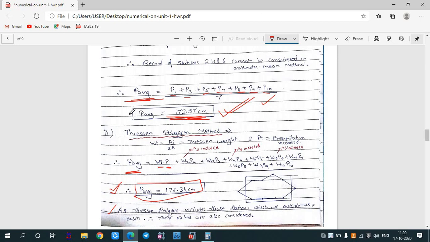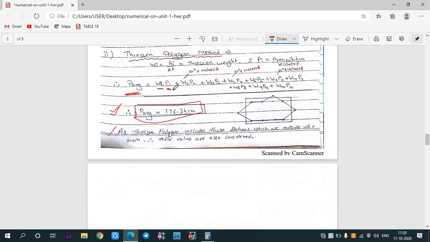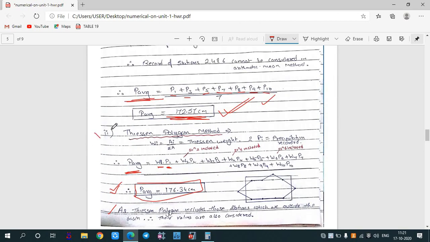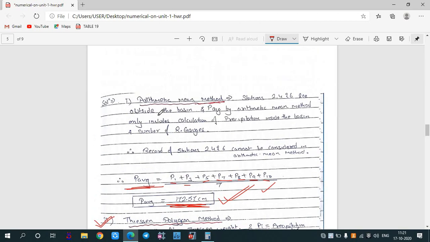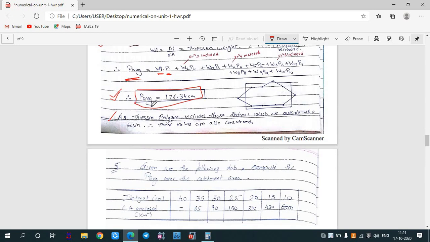Try to calculate in your calculators whether it is coming 176.34 or not. So this is the next method, that is your Thiessen polygon method. After that we'll see the next numerical.